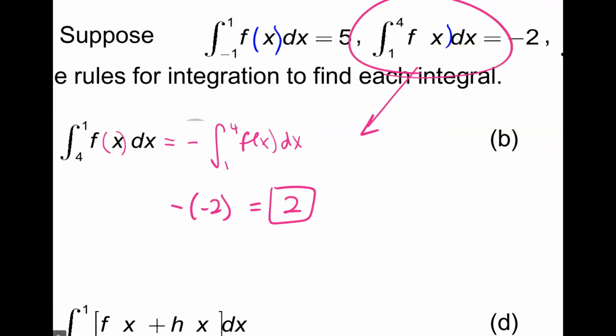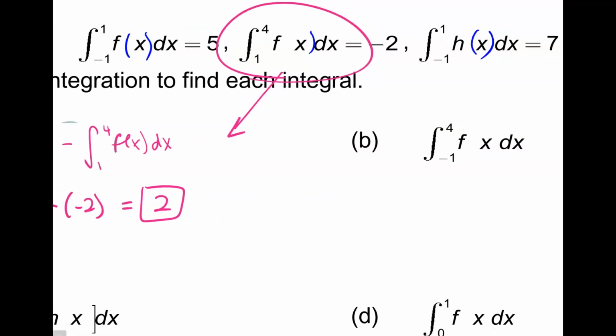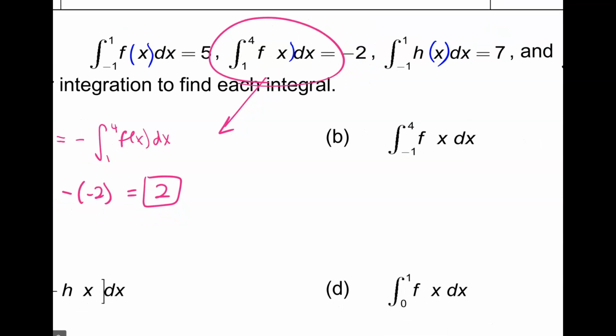Okay, let's try B. Going from negative 1 to 4. Look up above as soon as you're done. Maybe another 5 seconds or so. Discuss with a neighbor. How do you think you should solve B?